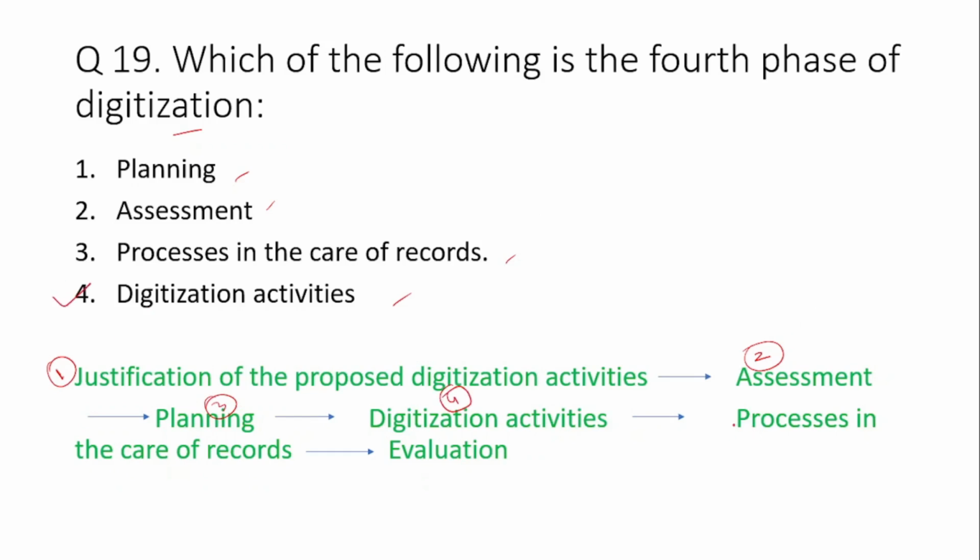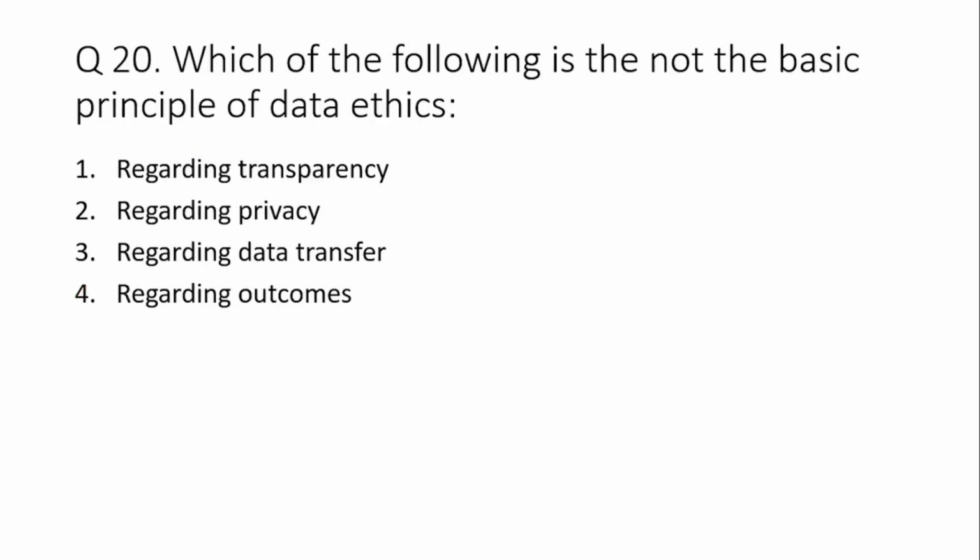Other than that, the two other phases are processes in the care of records, and the last one is evaluation, right? So justification of the proposed digitization activities, then you do assessment, then planning, then digitization activities, then processes in the care of records, and finally you do the evaluation, right? Moving on to the next one.